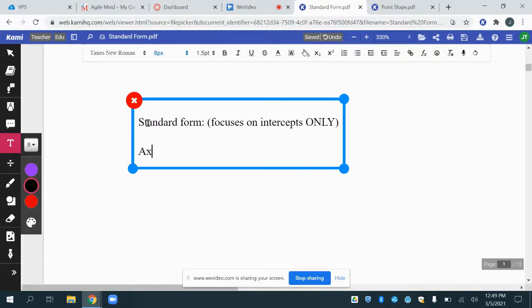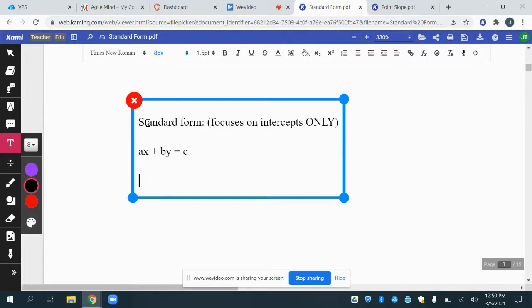It goes ax plus by equals c. You can have capitals. I'm going to leave them lowercase because sometimes capitals can mean other things later in math. And yeah, so a, b, and c are just numbers in this form. So we just need to write things with a number times x plus a number times y equals some other number. That's what standard form is.